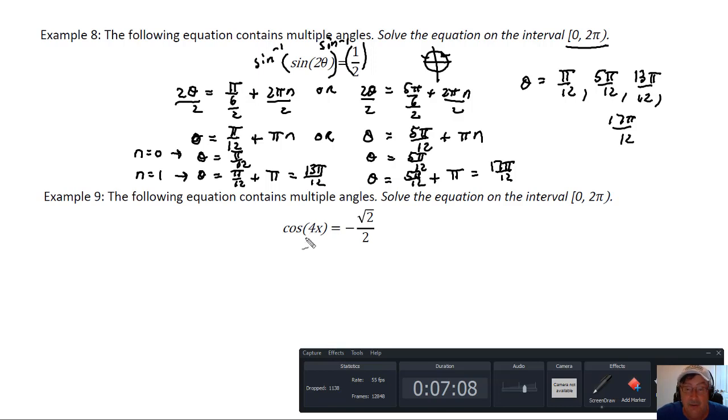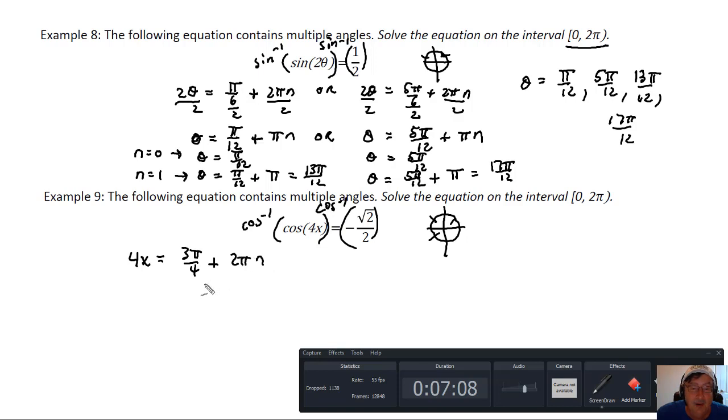All right, same deal on this one. Now, this one's going to have 8 solutions. So if you just want to go crazy, hold on. It's going to be a wild ride here. We're going to take the inverse cosine of both sides here. And again, it says the following equation contains multiple angles. So you're going to say 4x equals, where is the cosine minus square root of 2 over 2, x being negative here and here. So you should end up with 3 pi over 4 plus 2 pi n, or 4x equals 5 pi over 4 plus 2 pi n.